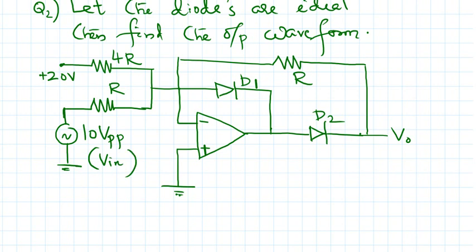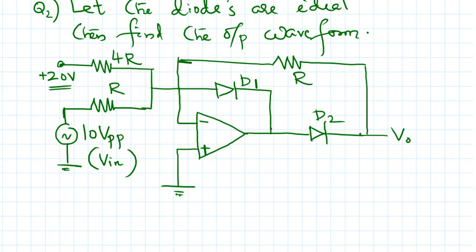This is the problem. Let the diodes be ideal, and I am given input at two terminals. One is given as a DC voltage plus 20 volts through a 4R resistor to the inverting terminal, and the other is a sinusoidal input voltage with 10 voltage peak to peak through a resistor R. In the feedback circuit there is a diode D1, and in the output there is a diode D2, and then the feedback resistor R. Okay, that is the circuit.